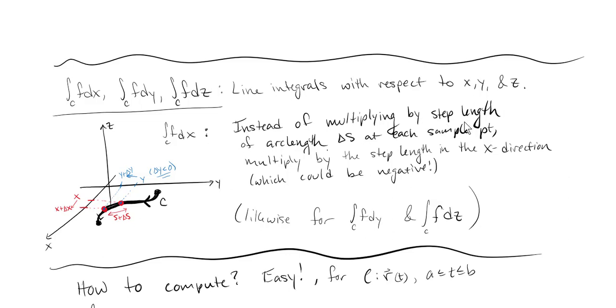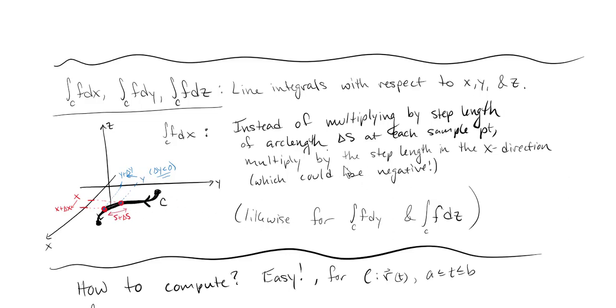So instead of multiplying by the step length of the arc length, this little delta s in our integral at each of those sample points, instead we're going to multiply by how much our x value changed when we took this step along the contour, or how much the y value changed when we took that step along the contour. And notice these can be negative values. This delta s is always positive, but for example, in my picture here, the y value started here, and then we went to this next point down the curve C, we go to a lesser y value, meaning delta y would be negative. It looks like integrating this curve with respect to y incorporates a negative dy value all along the integral.